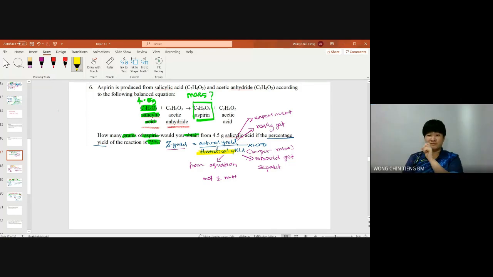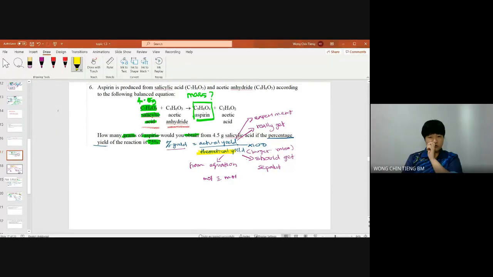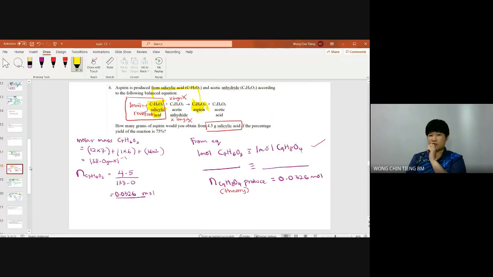Sebab dia bagi 4.5 gram. No. Kenapa teori? Teori betul. Kenapa teori? Oh, sebab kita ambil from equation. Because we calculate from equation. This number of mole is a theory because you are calculating it from the equation. That is the tips. And the question actually looking for what?